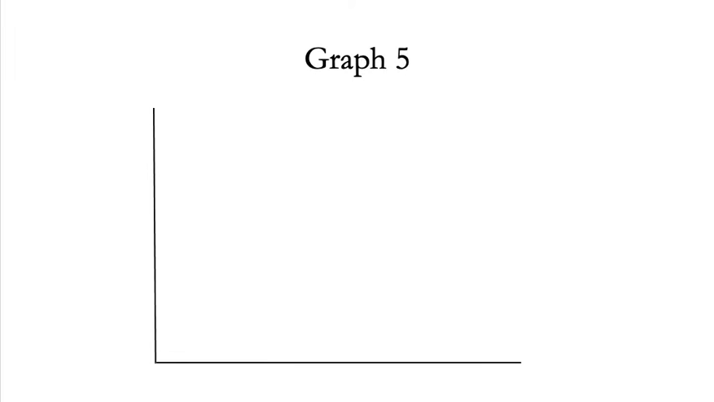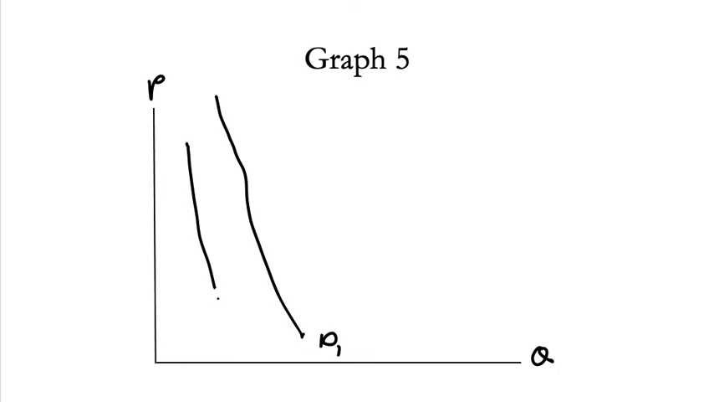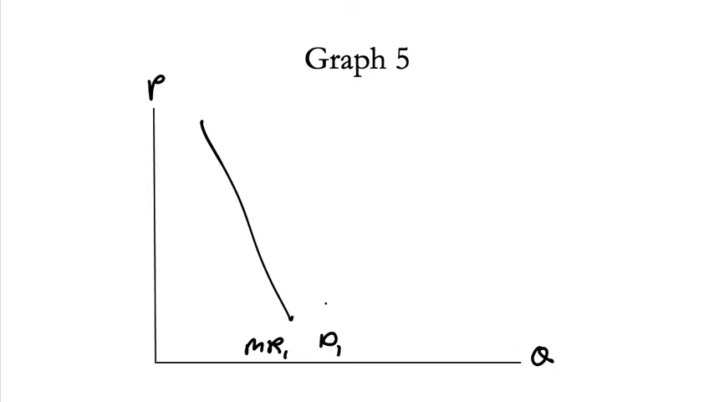Now, in the form of graph, we use graph 5 here, the frame of graph 5. So we have price on the vertical axis, we have quantity on the horizontal axis. Let's say we have two groups, group 1 and group 2 consumer. So we have demand 1, and then we have MR1. Okay, let me redraw again because it's not very straight though. Okay, so here we have demand 1, and then we have MR1.